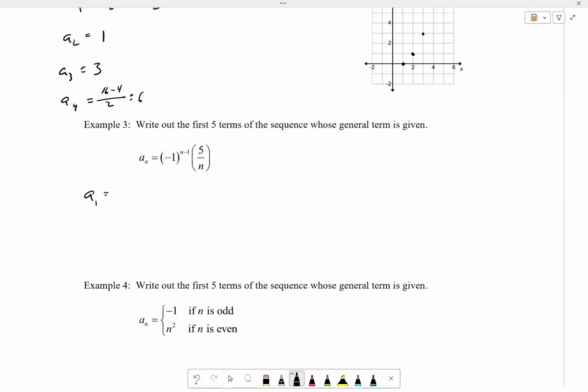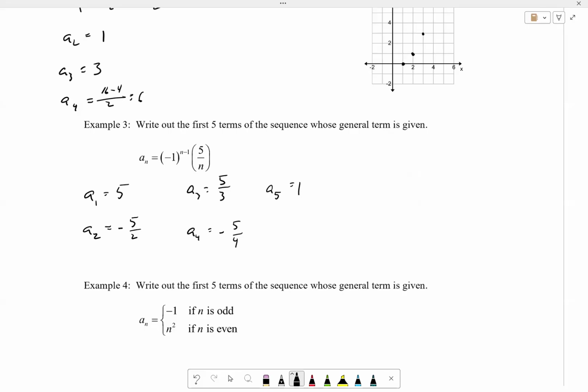Please show me what we got for a sub 1. 5, exactly. A sub 2? Are you able to show me this one? I'm saying negative 5 halves. Is that what I'm saying? Okay. A sub 3. I'm saying positive 5/3. A sub 4. Negative 5/4. And a sub 5 is 1.